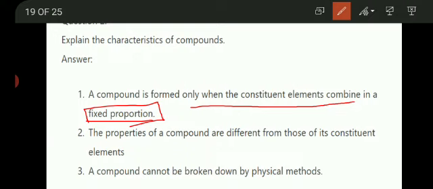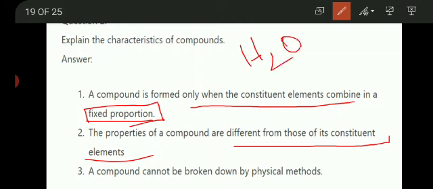Next, the properties of compounds are different from those of its constituent elements. You see, H2O is one of the compounds, you know that, right? What are the constituents here? Hydrogen and another one, oxygen. The two constituents are different in their characteristics. Hydrogen has one character, oxygen has another character. Both are not the same character, right? So from that, the properties of a compound are different from those of its constituent elements.